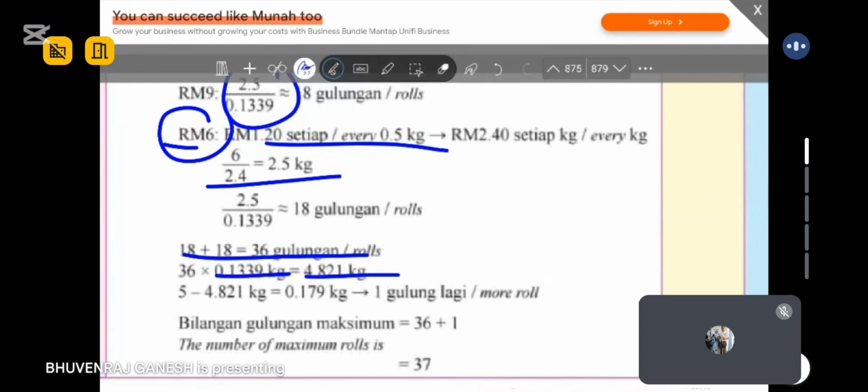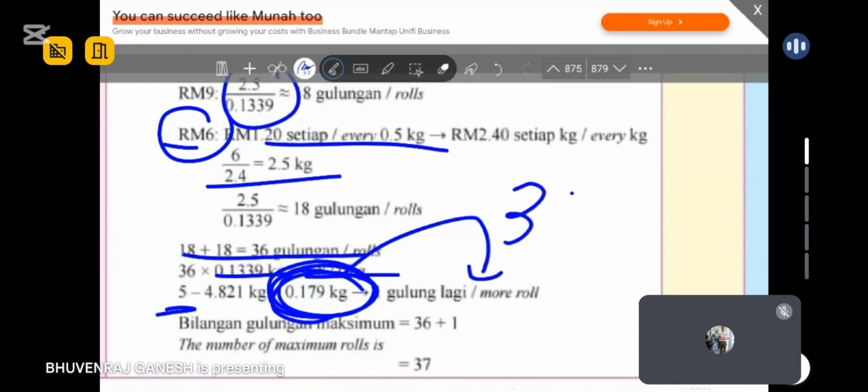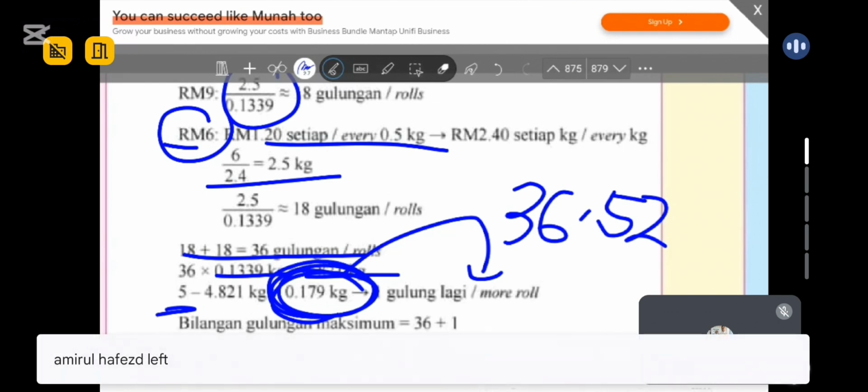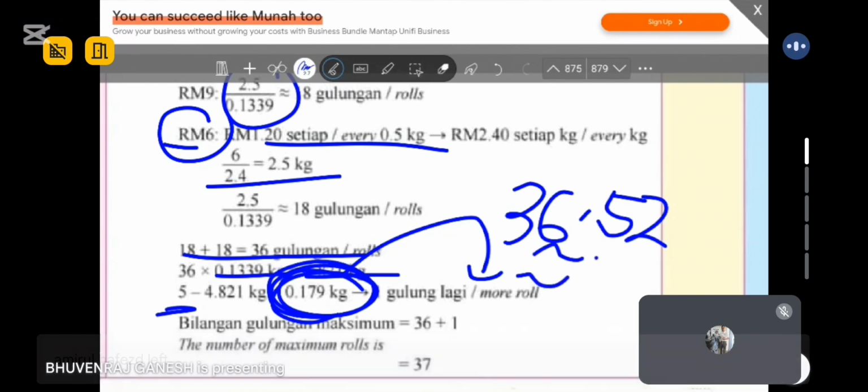So then you take the total mass, which is 5 kg, minus the mass you have. The mass you have is this one. So you actually have a remainder of mass here. This remainder of mass actually contributes to one more roll. That's why we have to plus 1 to 36 because of the remainder of the mass. It's just like round off concept, guys. 36.52 rolls, you do what, guys? You round off to 37.